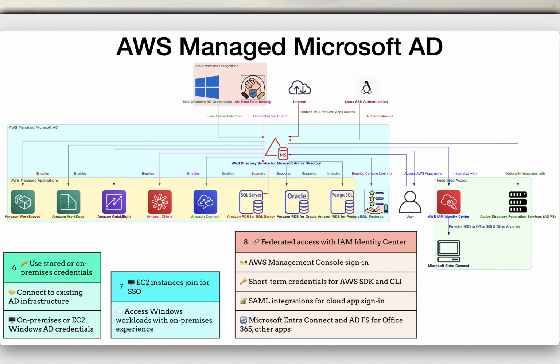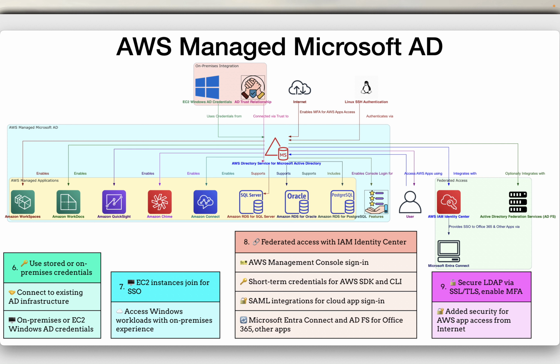AWS Managed Microsoft AD supports federated use cases. It enables AWS Management Console sign-in with AWS IAM Identity Center, formerly known as AWS SSO. With AWS IAM Identity Center, you can obtain short-term credentials for AWS SDK and CLI and use SAML integrations for cloud app sign-in. Adding Microsoft Entra Connect and optionally ADFS enables Office 365 and other cloud app sign-in.